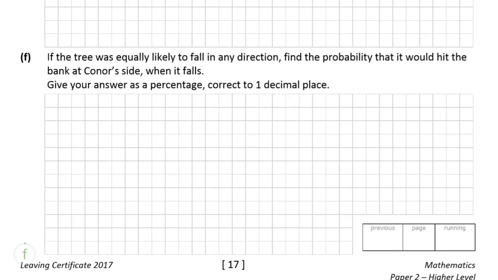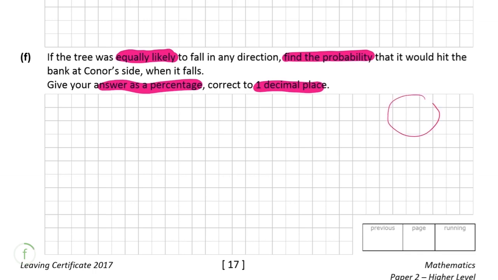So for part F, we're told that the tree is equally likely to fall in any direction now. If that's true, we've got to find the probability that it would hit the bank on Connor's side when it falls, and give our answer as a percentage correct to 1 decimal place. So if it's equally likely to fall in any direction, we're going to treat the area where it could fall as a circle. We know that if it falls within a certain range on the left of the circle, like over here, and it falls in this range on the other side of the river, then it would land within the range we're trying to figure out as a percentage.